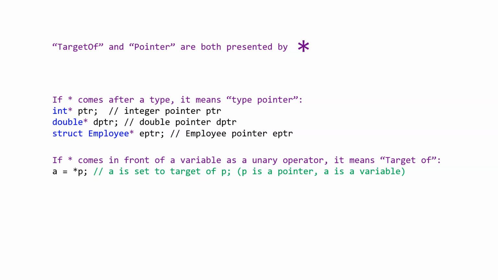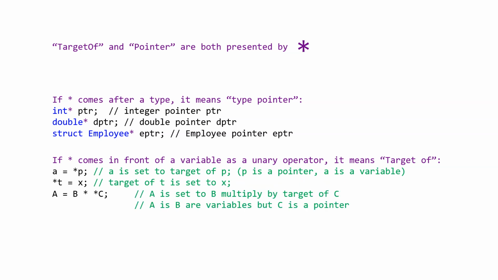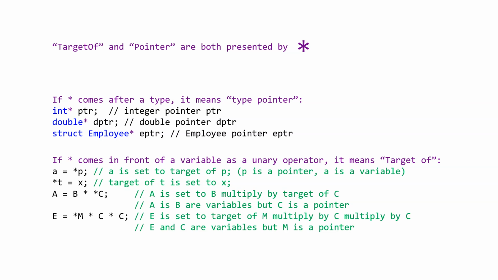A is equal to target of B. Target of T is equal to X. A is equal to B multiplied by target of C. You see something like this, you immediately know C must be a pointer, because asterisk as a unary operator means that the one that comes after is a pointer. Or I can say E is equal to target of M multiplied by C multiplied by C. Are we good? All right.